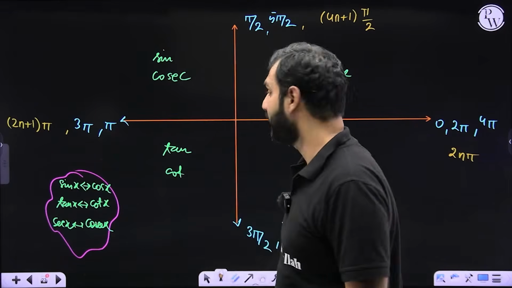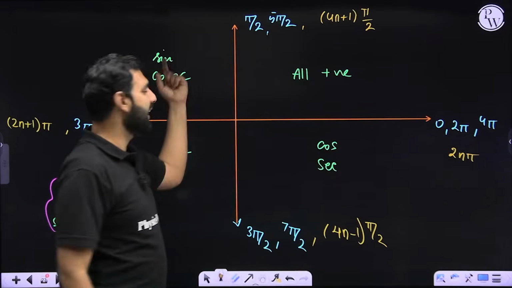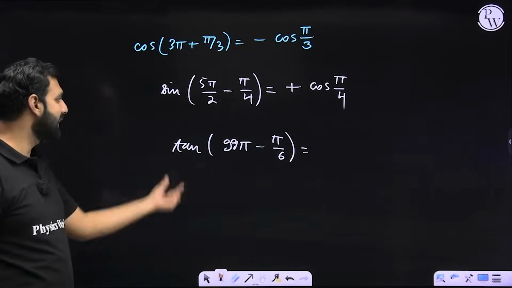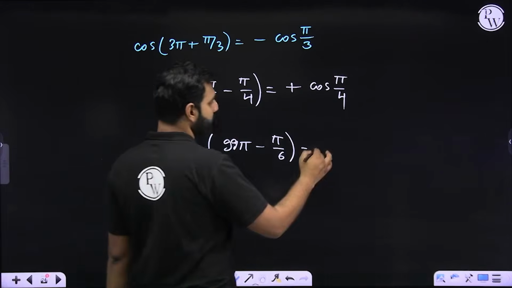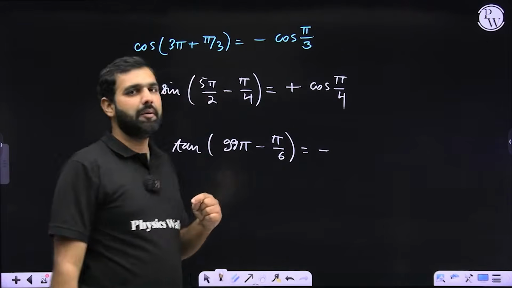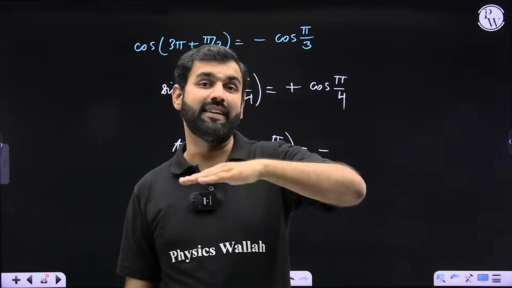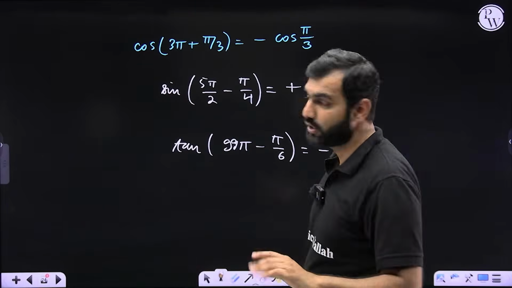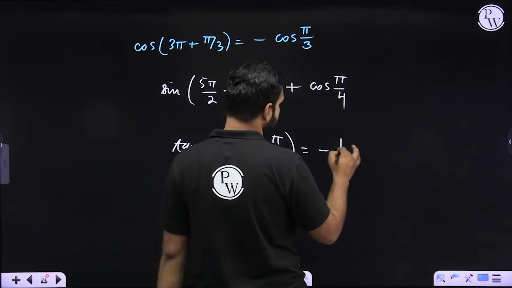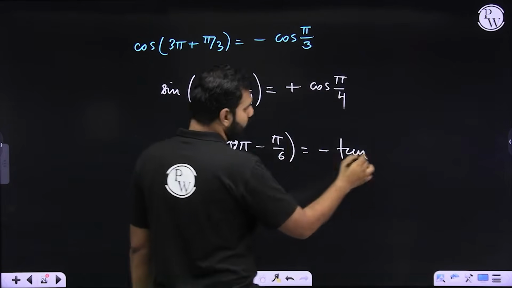So what happens in the second quadrant? In the second quadrant, sine and cosec are positive. But what is it? It is tan. So it should be negative. Now, 99 pi, is it on y-axis or x-axis? Sir, it is negative x-axis. Will the ratio change? No. So if the ratio doesn't change, it will be minus tan of this value, which is pi by 6.